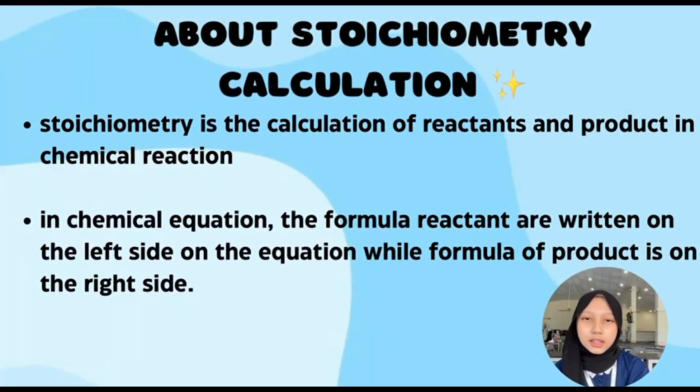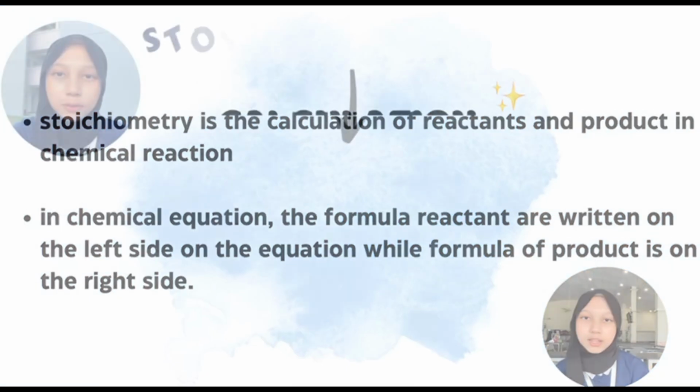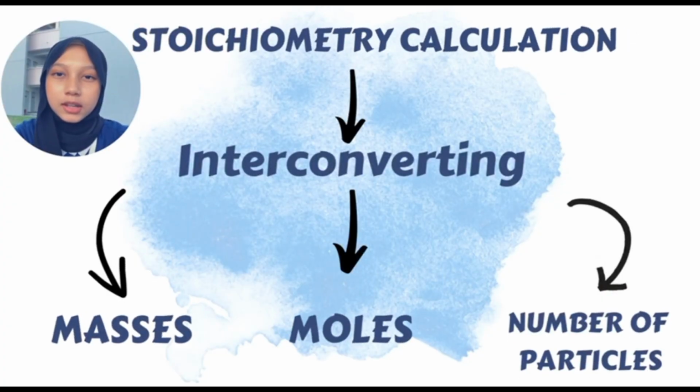Alright, next we learn about stoichiometry calculation. What is stoichiometry calculation? Stoichiometry calculation is the calculation of reactant and product in a chemical reaction. In a chemical equation, the formula of reactants are written on the left side of the equation, while the formula of products is on the right. In stoichiometry calculation, we will learn interconverting masses, moles, and number of particles.